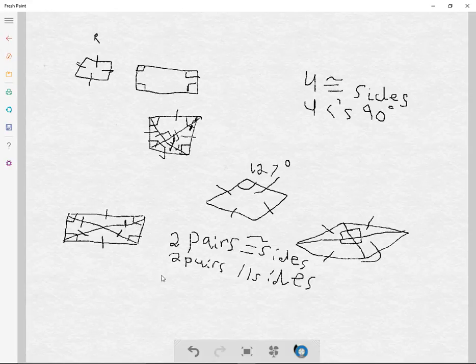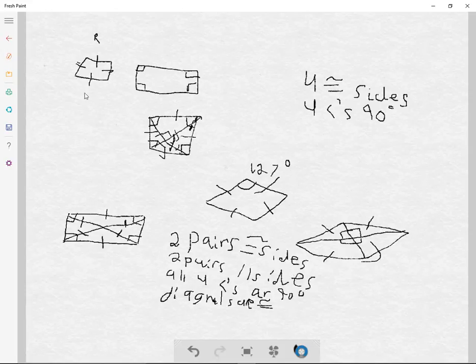All four angles are 90 degrees, or right. And the diagonals are congruent.